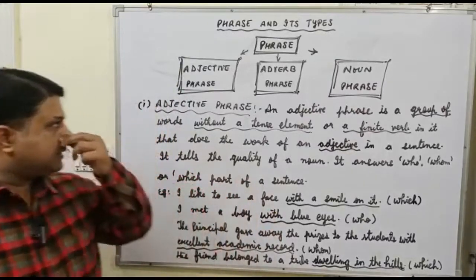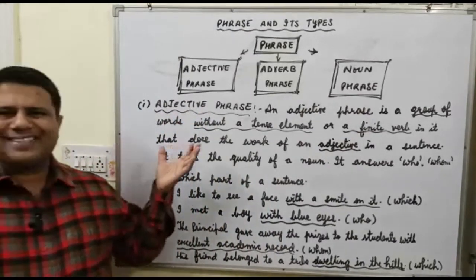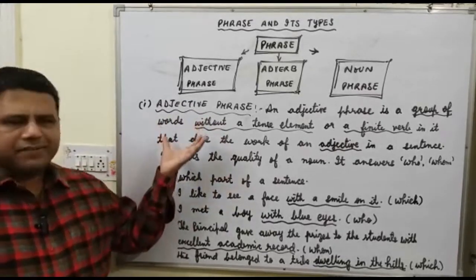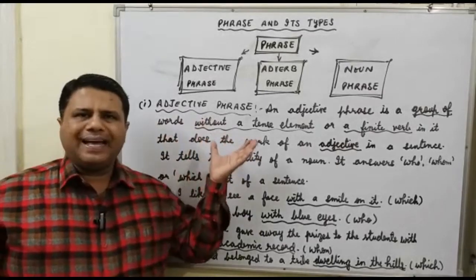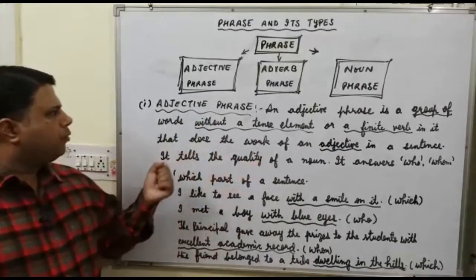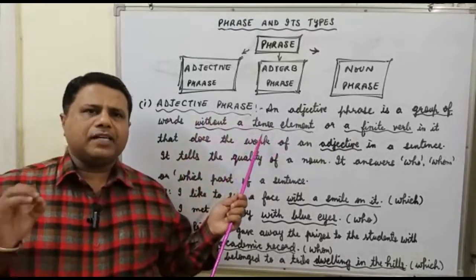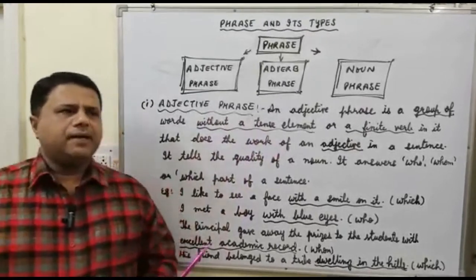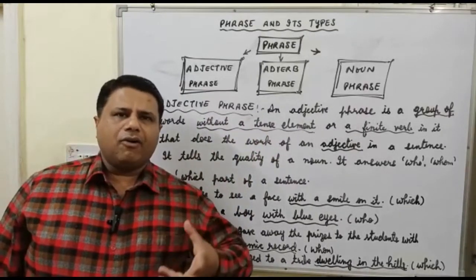Now let's discuss the three types of phrases one by one. First of all, we have adjective phrase. I have just told you what an adjective phrase is. An adjective phrase is a group of words without a tense element. This is a very important aspect of a phrase. A phrase will not have a tense element, because if it has a tense element, it will be called a clause, not a phrase.